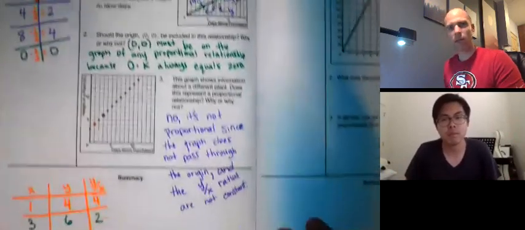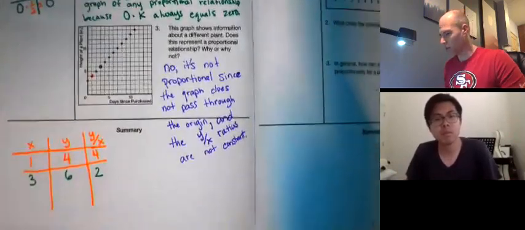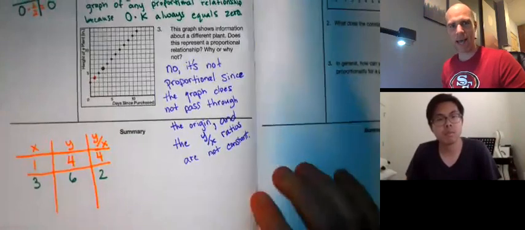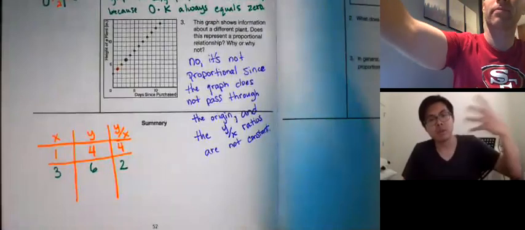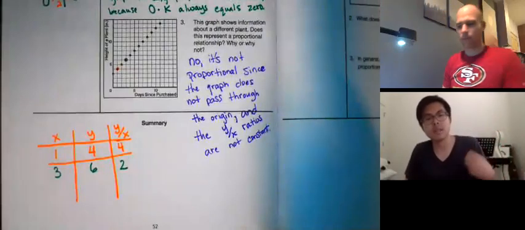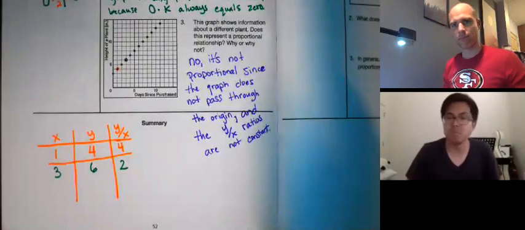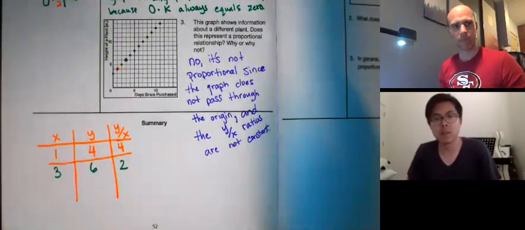Cool. Well, I think we've done a pretty good job, Mr. Wong. Do you have any last words to add? No, I think we've shown here that we need it to be through the origin, and we also need it to be a straight line as well. So great start to our notes, and we'll continue on from there.